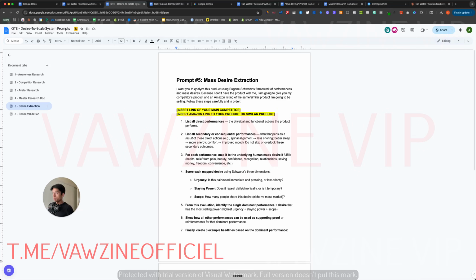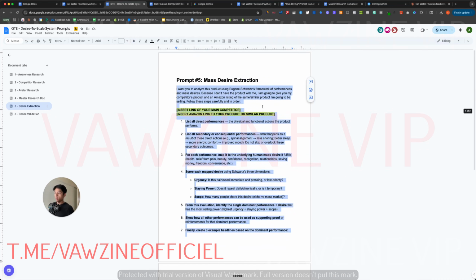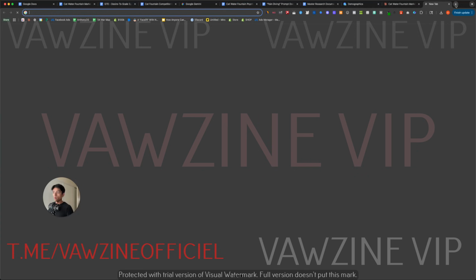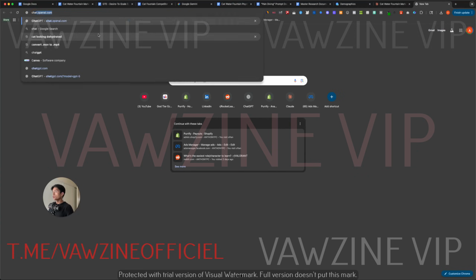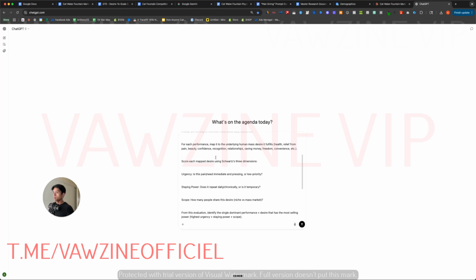So prompt number 5 is mass desire extraction. And as the name suggests, what we're going to do in this stage is extract the mass desires from a product. You can do this in any model. I haven't found much of a difference in output. I actually found ChatGPT to work pretty well for this, so I'm going to use GPT-5. You can use Claude. You can use Gemini. Paste in the prompt just like that.